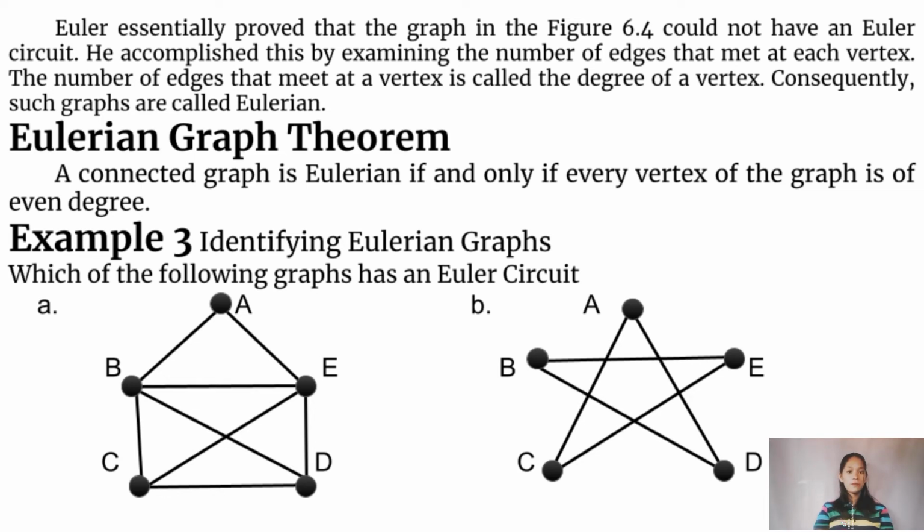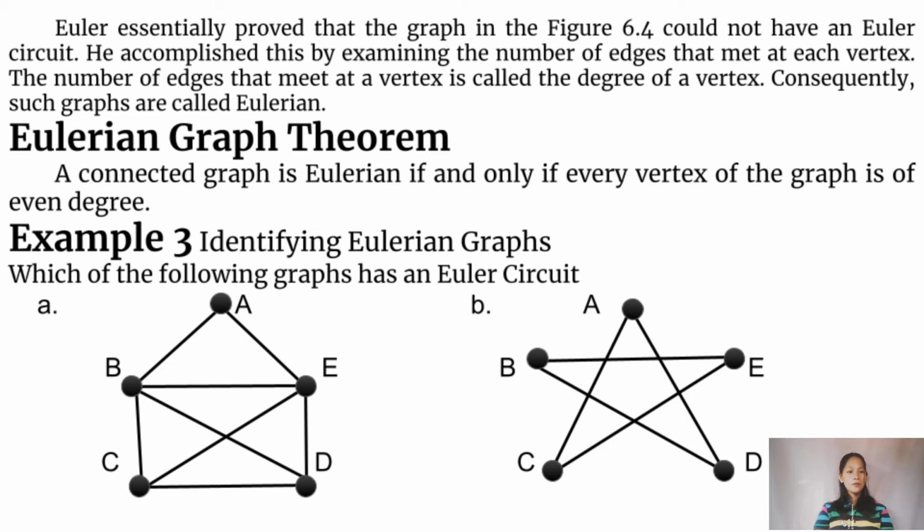Euler essentially proved that the graph in figure 6.4 could not have an Euler circuit. He accomplished this by examining the number of edges that meet at each vertex. The number of edges that meet at a vertex is called the degree of a vertex. Consequently, such graphs are called Eulerian.